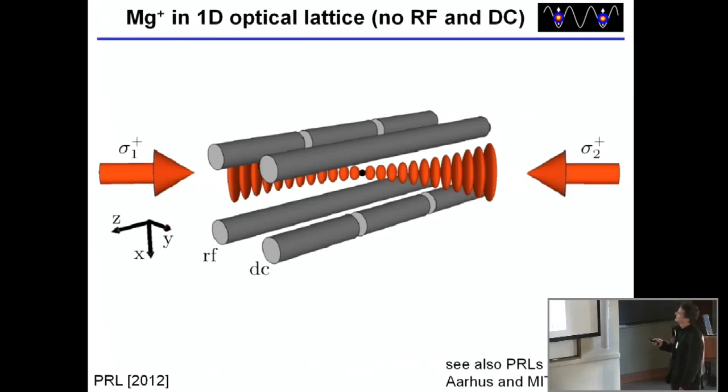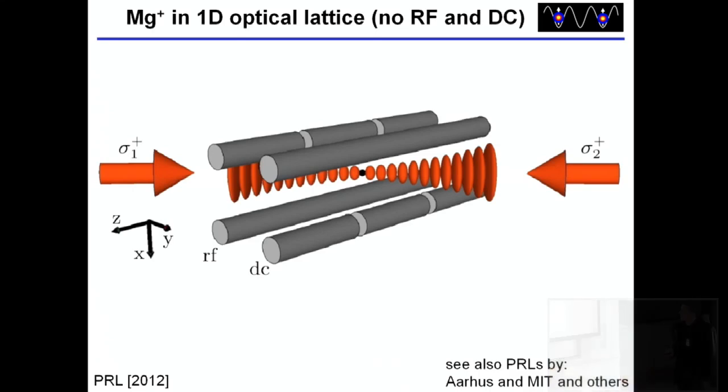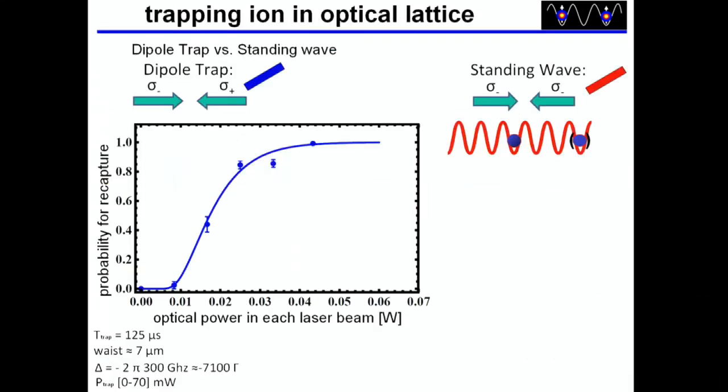Okay. So getting the standing wave requires that we get the polarization of the laser beams the same, so that the ion can't distinguish where the photon comes from. And this is of some importance.